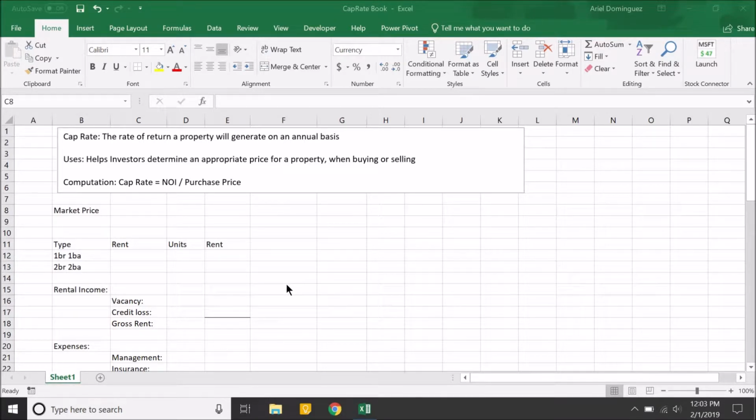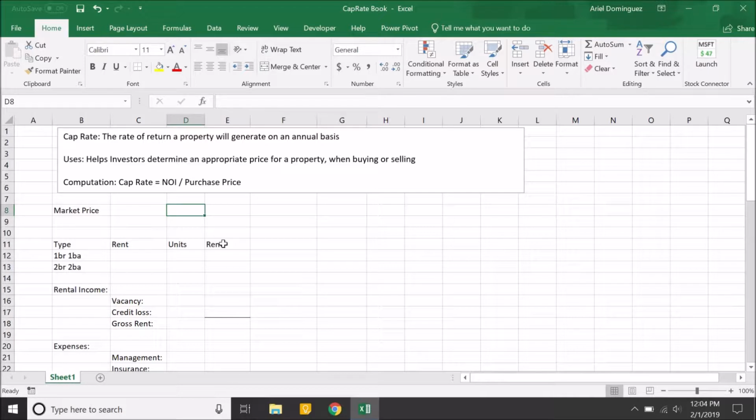The cap rate, also well known as the capitalization rate, is just the rate of return a property will generate on an annual basis. So basically, of the money that you put into a property, what percentage of that will the property be generating in cash? The cap rate basically just helps an investor determine an appropriate price for a property when buying or selling the investment property.